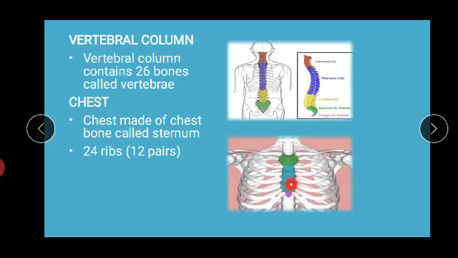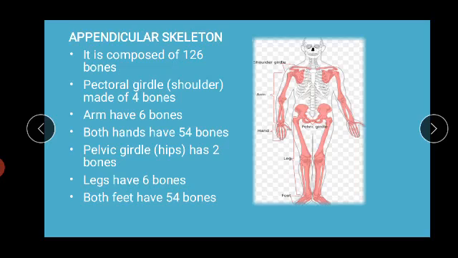This is your sternum, to which the ribs are attached. In total there are 24 ribs. If you count them one by one, there are 24 on the left and right side. And in pair form, they form 12 pairs. This is one pair, this is the second pair, and this is the third pair, and similarly so on. It forms 12 pairs of ribs.